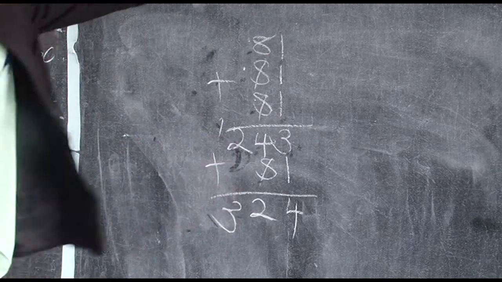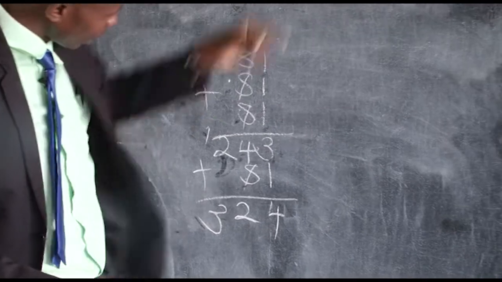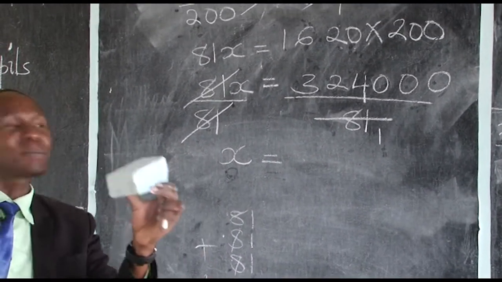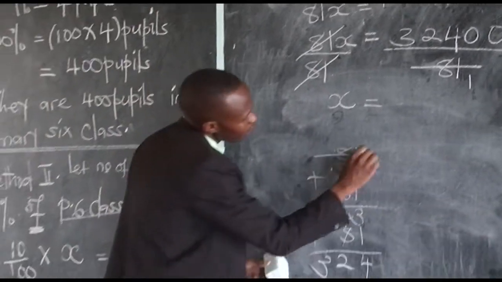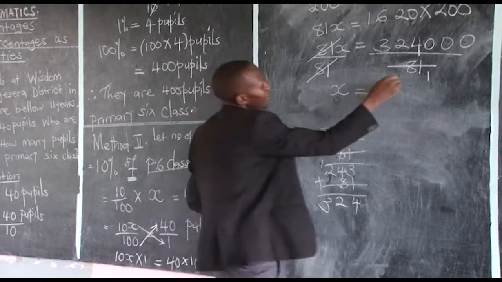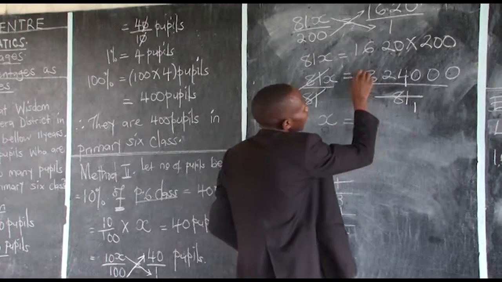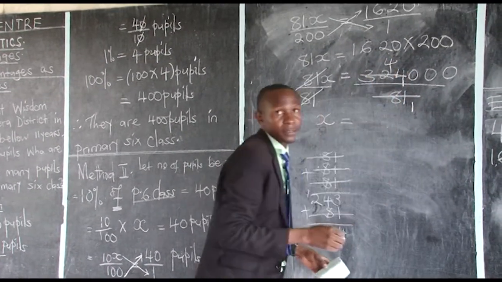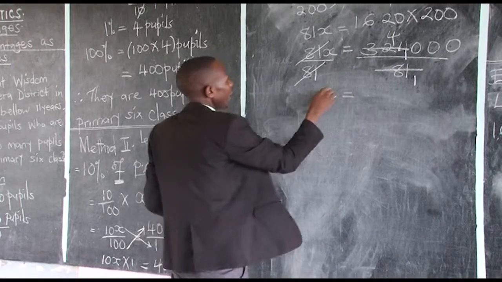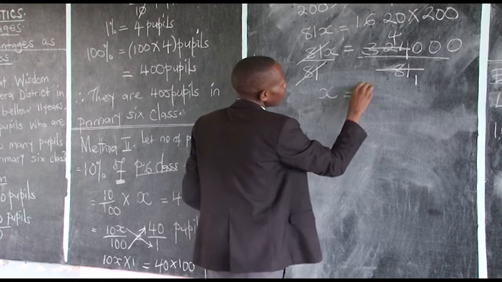What do we have here? 324. Here we have also 324. Okay? So let's count. How many groups have gone into this? We have 1, 2, 3, 4. So they are 4 groups. So I'll come and say by 81, 4. Okay? After getting my 4, I'll come and say x is equal to 4.